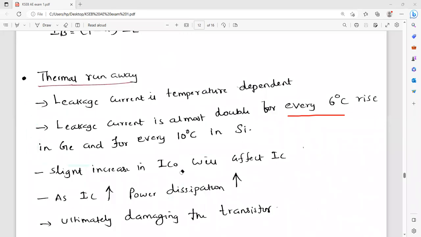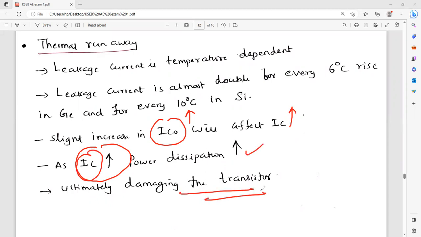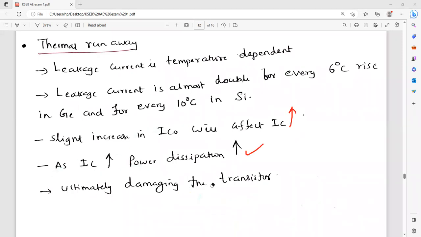That is why we have to take care about the thermal runaway. What is the impact of thermal runaway? Every time the leakage current ICO will be increased. As the IC will be very high, what is going to happen? Because of increasing ICO, the collector current is getting increased. As the collector current is getting increased, power dissipation also will be high. Ultimately, it will destroy the property of the transistor. So the transistor will be getting damaged.